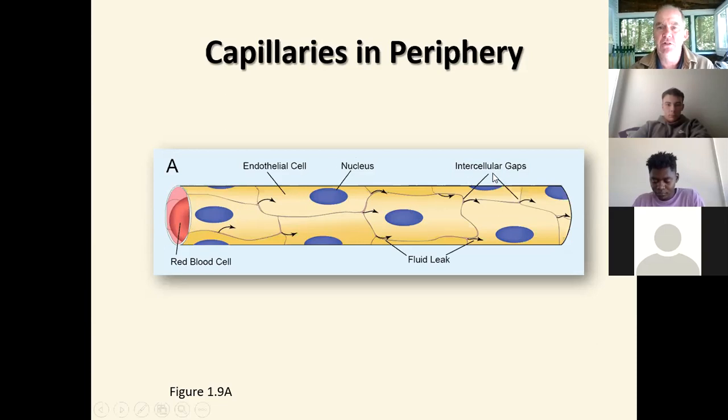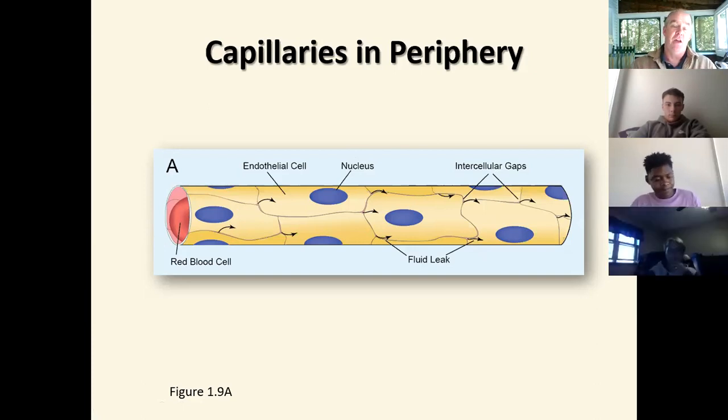These are intercellular gaps, so you've got this fluid leak. And it's not like you keep swelling up over time. What happens is your lymphatic system will pick up the excess fluid and take it back and run it through the lymph nodes, make sure there's no infections there, and then send that back into your bloodstream and into the venous side.